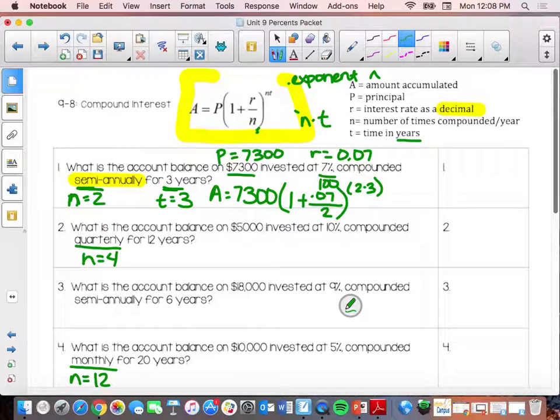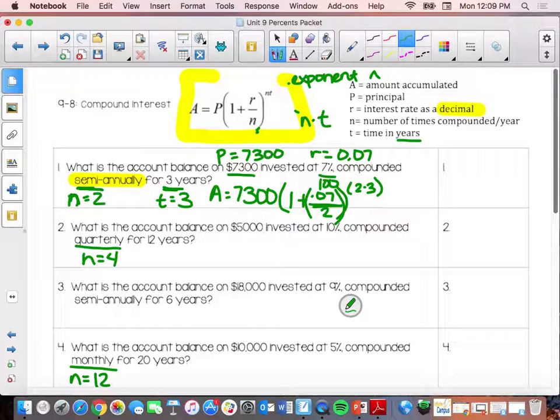Now, this is going to require you to carefully type this into your calculator. Please make sure that when you do 7,300 times, you use parentheses, 1 plus. And if your calculator doesn't have fractions, you want to do this also in parentheses. Can you see how this is kind of compounded and it's somewhat difficult? That's because of all the parentheses and exponents. But you can totally do this. Once you get the hang of it, you should be able to calculate these without much trouble.